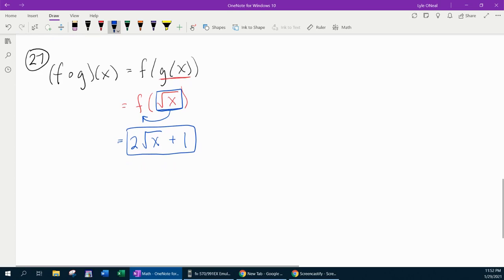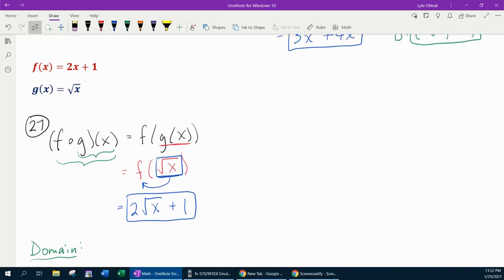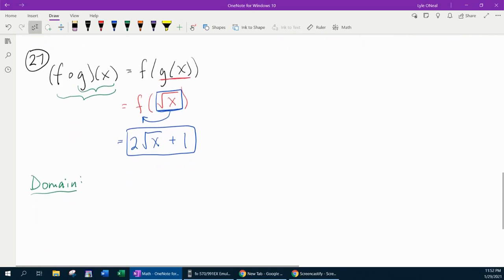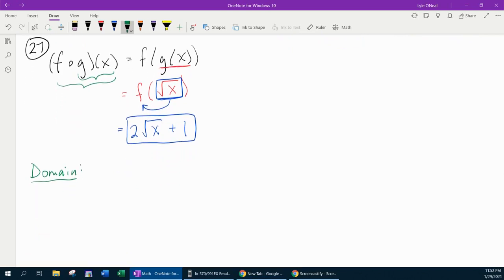Now, let's talk domain. The domain is going to be all real numbers unless there's a restriction. Unless g of x has a restriction or the entire composition has a restriction. If we look at g of x, we can see that g of x is a square root function, and the composition also has just a square root in it. Okay, it's got the 2 square root of x plus 1, but the key feature here is square root of x. So the question is, are there any restrictions for a square root function?